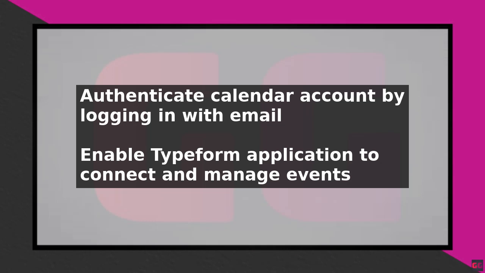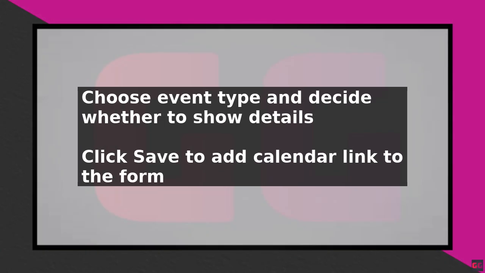To link your calendar, you'll need to authenticate by logging into your calendar account. This will open a new browser window where you'll enter your login information, which may be your email, Google, or Microsoft account. After logging in, you'll be asked to enable the Typeform application to connect to your account and manage your calendar events. Click Connect to Calendar to proceed.